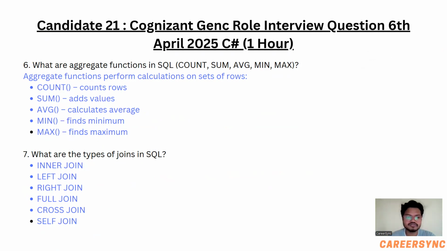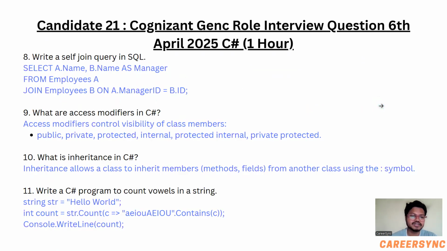Now the next question was what are the types of join in SQL? Like inner join, left join, right join, full join, cross join, self join. He has to explain these in brief. So you have to learn this question and check whether you are comfortable with it or not. Now write a self-join query in SQL. So he wrote it like select A.name, B.name as manager from employees A join employees B on A.managerID equals B.ID.